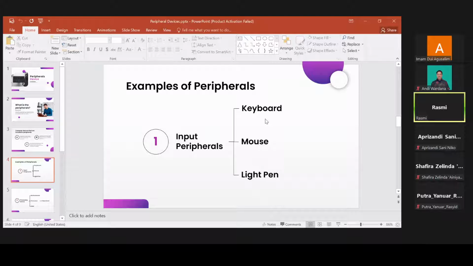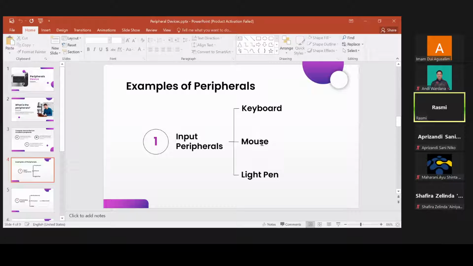Examples of peripherals. Input peripherals are further divided into three. First is the keyboard. The keyboard is used to enter characters in the form of letters, numbers, symbols, or other special characters. The keyboard is also used as a medium for users to input commands in the form of setting or opening a document. This device is a board equipped with various character keys.